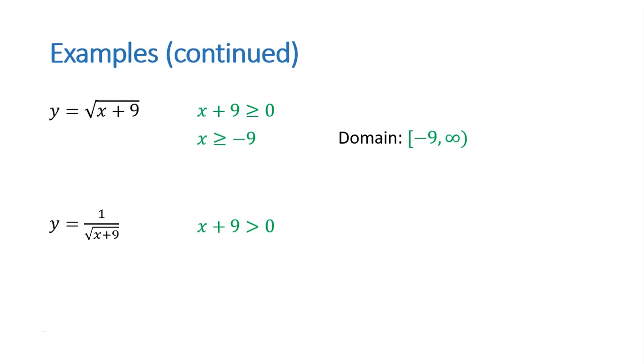So again, if it's equal to 0, we're dividing by 0. As long as we're strictly greater than 0, then we're fine. The square root is defined and we don't have an issue with the denominator. Other than that, we treat it the same way. So subtract the 9, we get x is strictly greater than negative 9. So the domain is almost the same, except we're not including negative 9 because that's the number that would make us divide by 0.